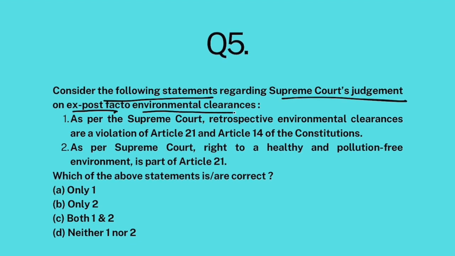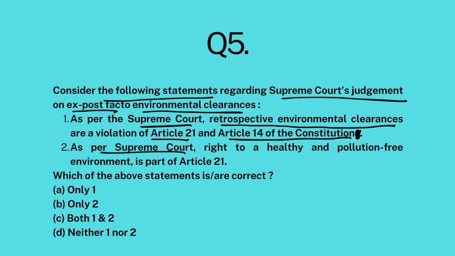And last, but definitely not the least, consider the following statements regarding the Supreme Court's judgment on ex post facto environmental clearance. As per the Supreme Court, retrospective environmental clearance is a violation of Article 21 and Article 14 of the Constitution. As per the Supreme Court, the right to a healthy and pollution-free environment is part of Article 21.